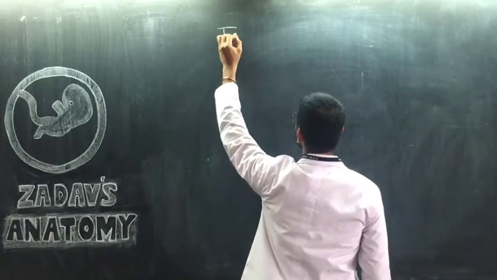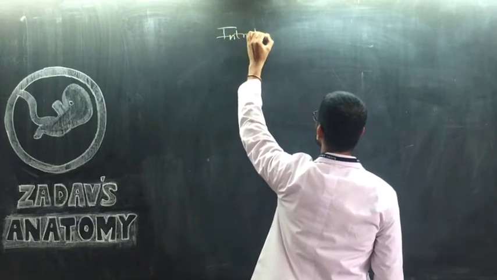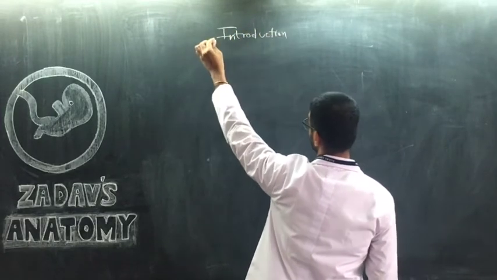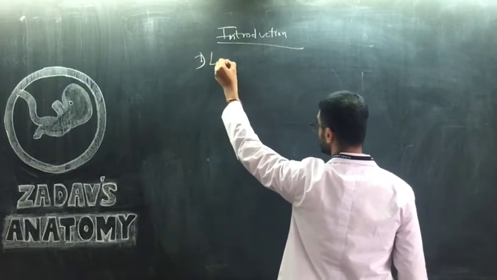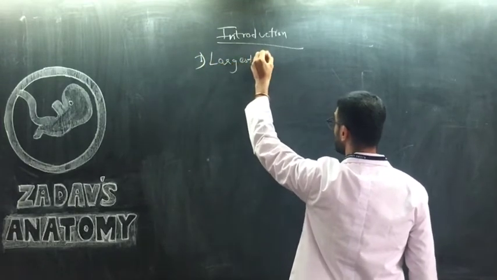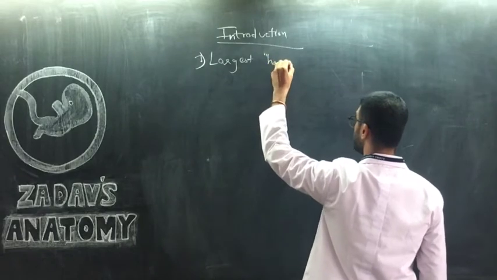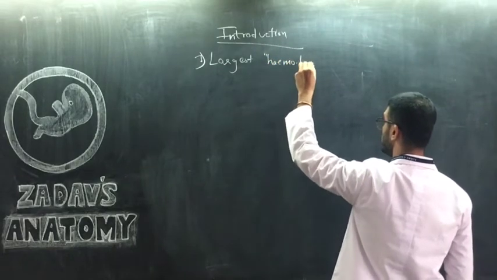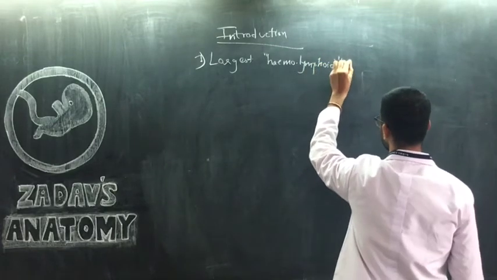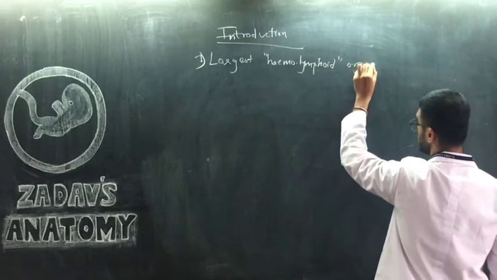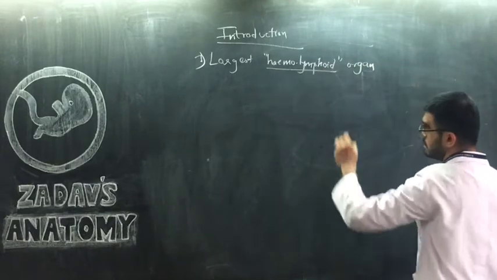Now, like I said before, whenever you're introducing an organ, always write the most important and the salient features. So, the first salient feature of the spleen is it is the largest hemolymphoid organ. Now, what does heme mean? It means blood. What does lymphoid mean? It means lymphatic tissue. So that kind of gives away a lot of information about the spleen.